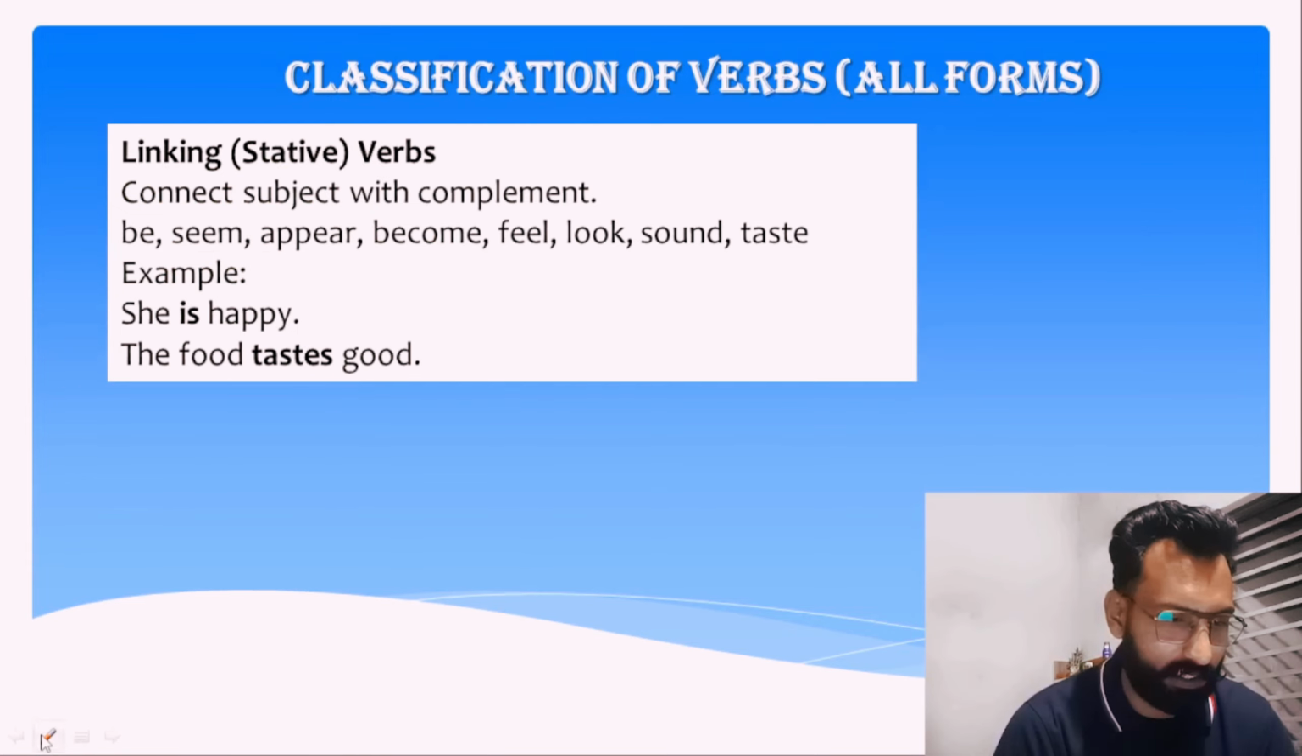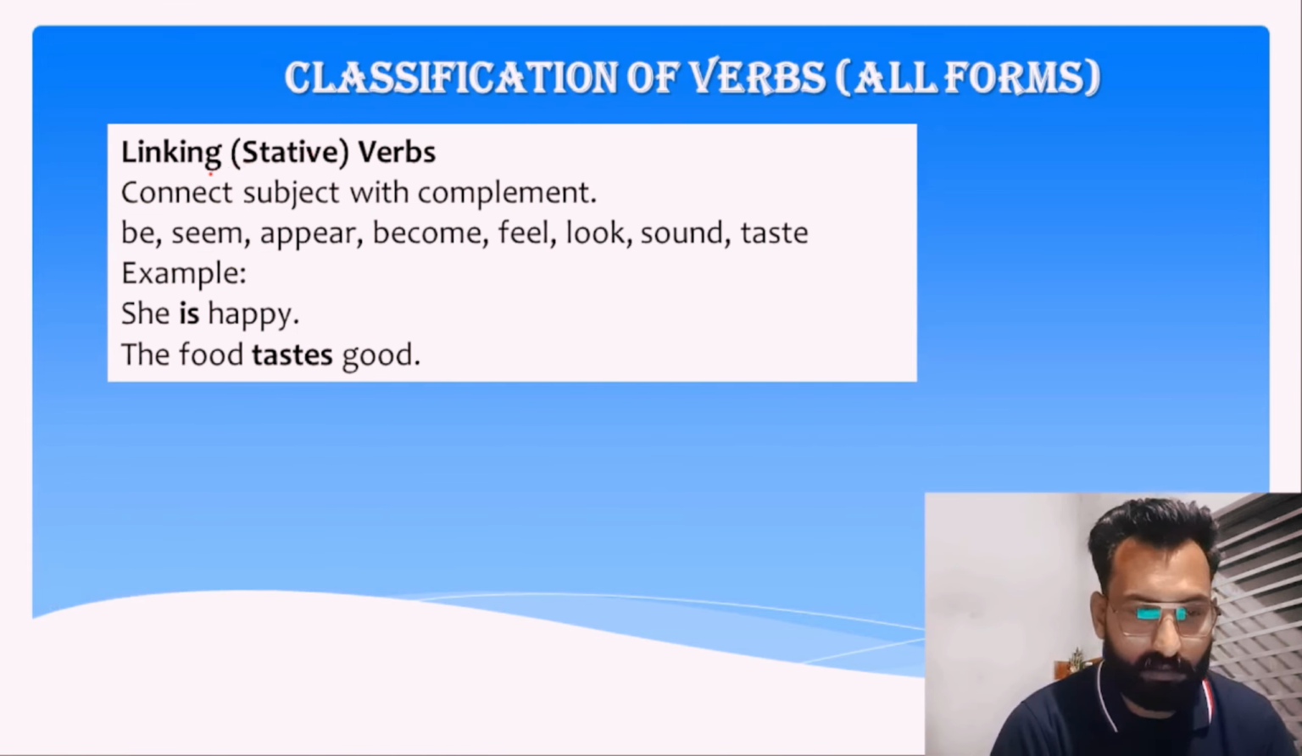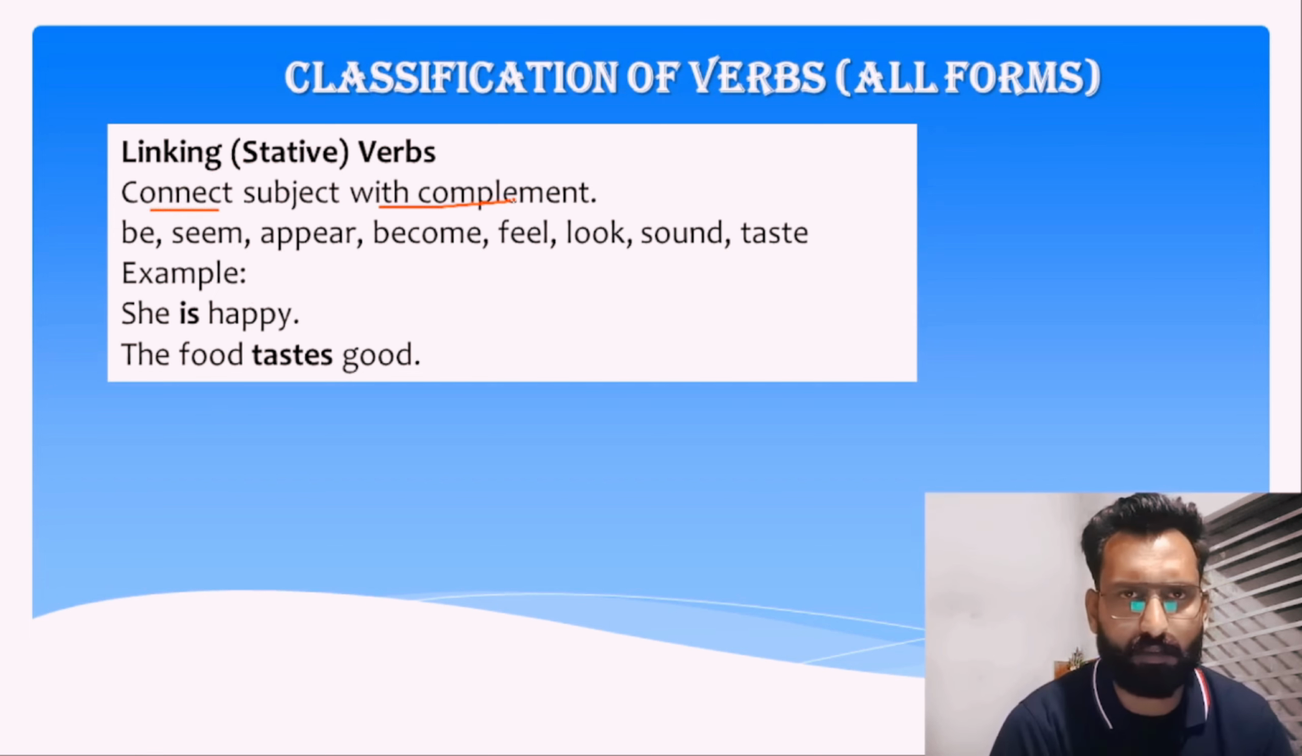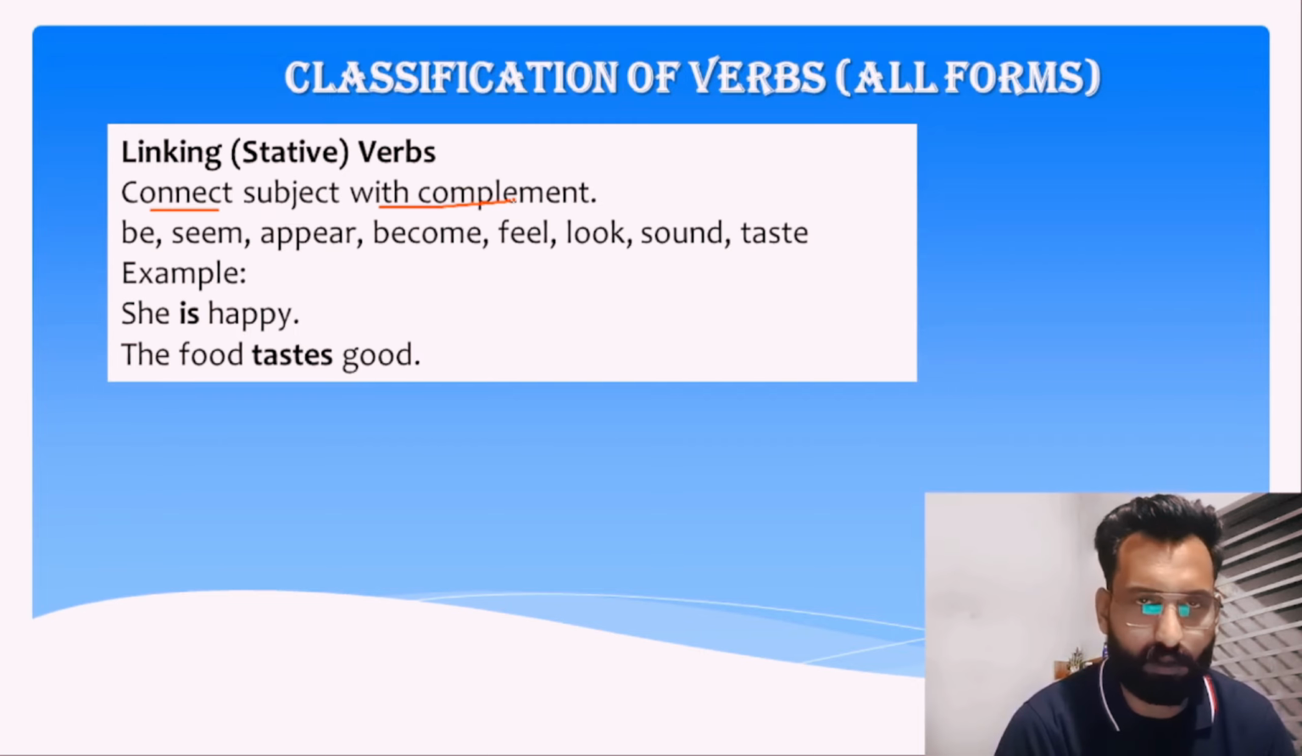Last but not the least are linking verbs. Linking verbs are called stative verbs. They connect subject with the complement. Complement means it can be a noun, adjective, or phrase. These kinds of phrases we call complements. So be, seem, appear, become, feel, look, sound, taste. These all are linking verbs. Same as is, am, was, were are also part of linking verbs. The food tastes good. This is also a linking verb and it is just linked with good, that is an adjective.